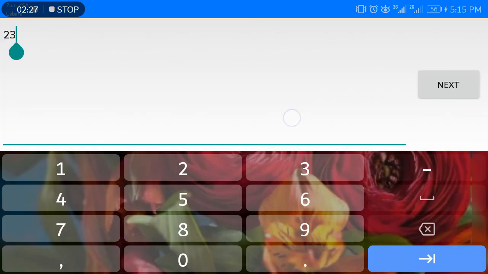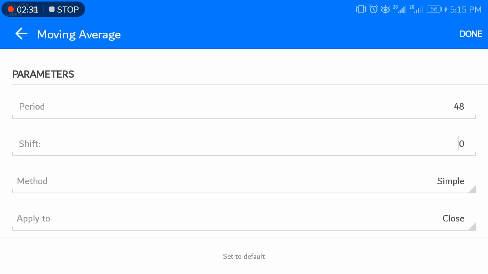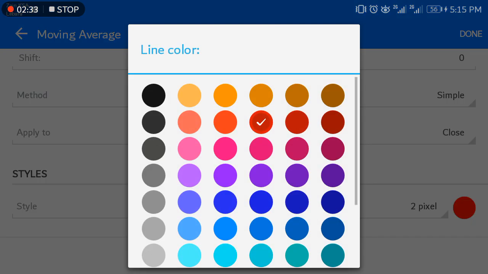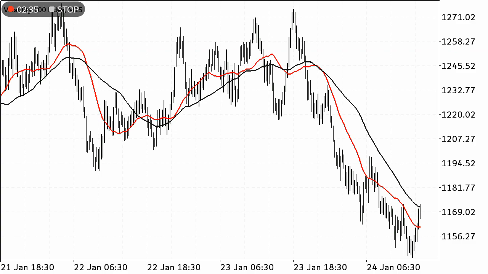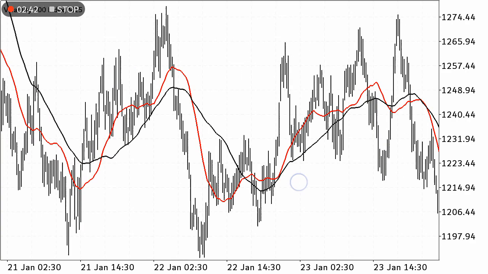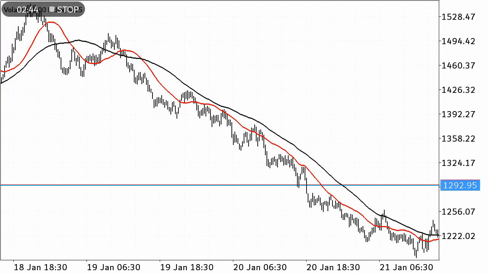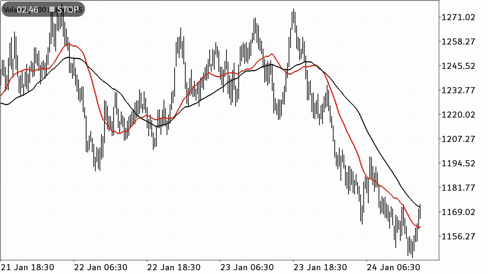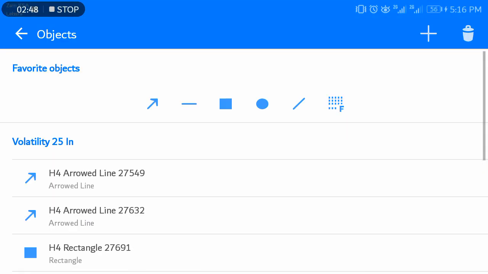Next one is the 48 period, and done. Choose any color; I like black. How do we trade using this strategy? No problem, use any time frame. Let me explain with examples.